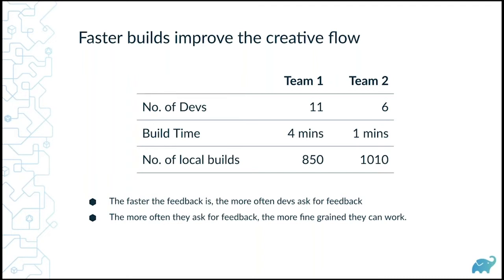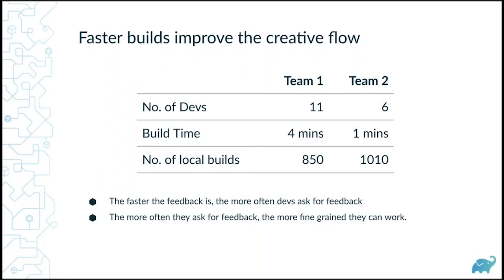And even though 4 minutes is not a terrible build time, if we would get the build time down to 3 minutes, we would probably see a higher number of local builds and a healthier dialogue with the tool chain and a more creative process for those developers. Once you see the number, you are like, wow, that's very interesting. So even if your builds are not considered slow, getting them down from 4 minutes to 3 minutes makes a big difference. Getting them down from 1 minute to 45 seconds makes a difference. So that is the creative flow.